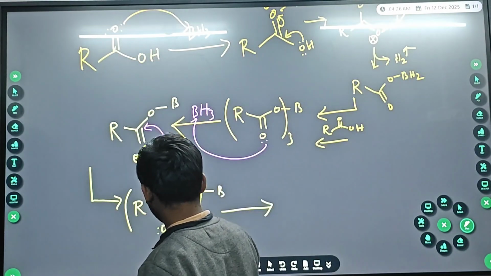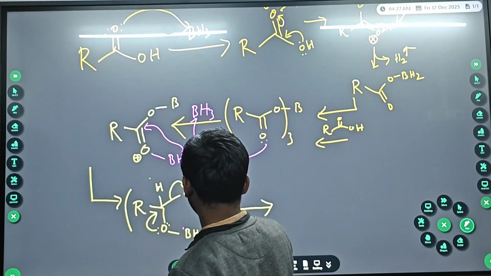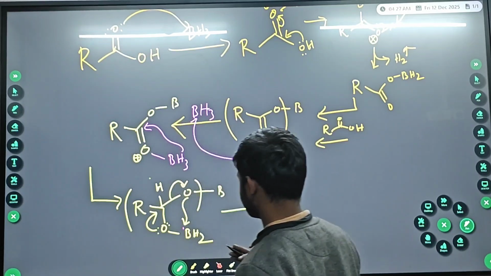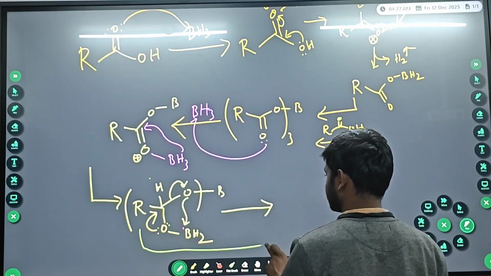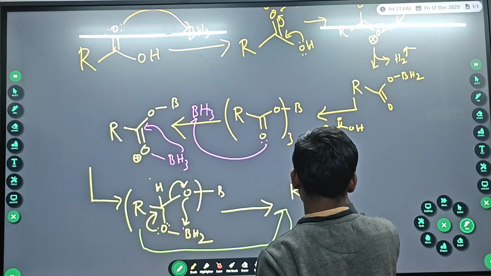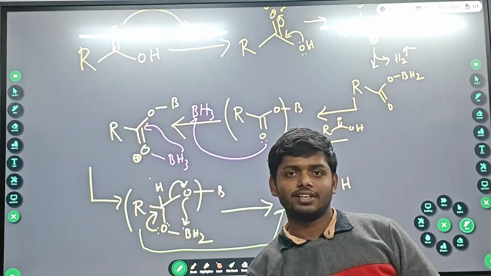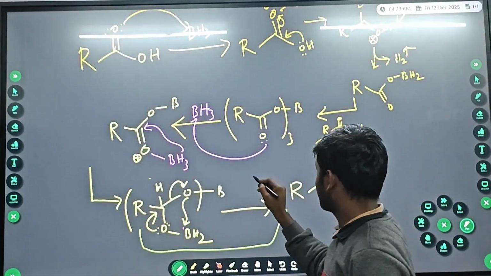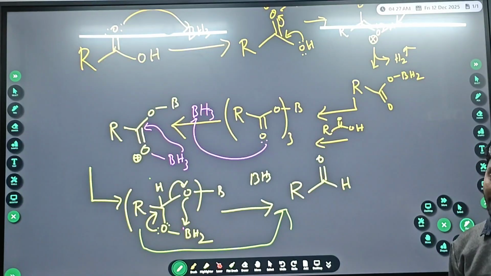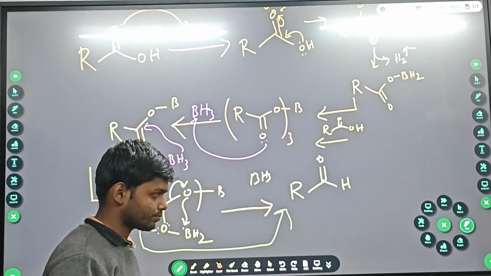Now the lone pair will push on this bond, and this O negative will be produced, and this O negative will coordinate to this BH2. So this reaction will produce ROH. But we know in this case borohydride is not there, only borane is there. How will it reduce the aldehyde? This is the main topic I have to tell.